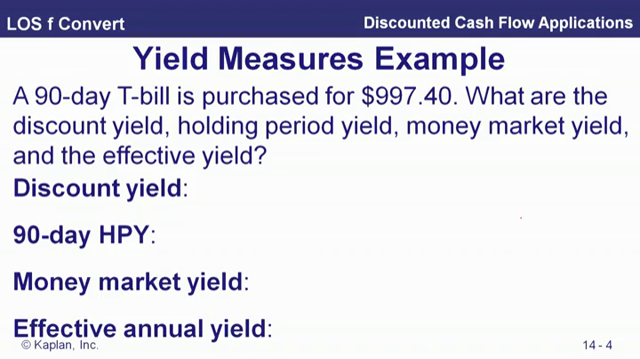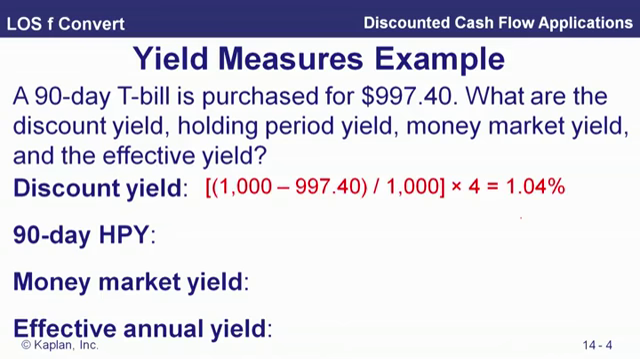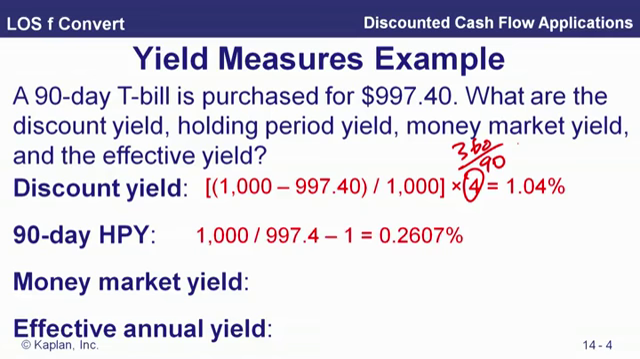Well, it's a 90-day T-bill. We're going to do the simple annualization with a 360-day year here. Okay? So that's why I put a 4 here. Remember, this is 360 over 90. And we get a discount yield of 1.04%. Well, what's our 90-day holding period yield? Again, that's the one you know for sure, ending over beginning minus 1. That is 0.2607, a little over 0.25% is your 90-day holding period yield.